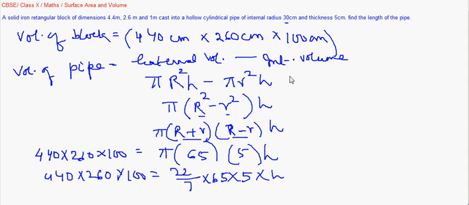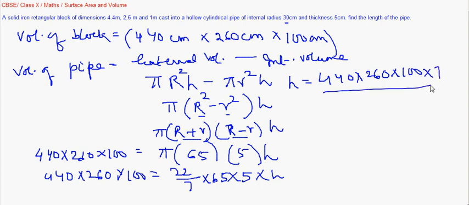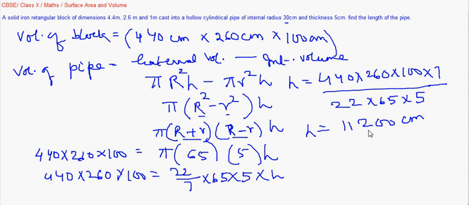So h is to be calculated as 440 into 260 into 100 into 7 by 22 into 65 into 5. If we solve this, I will be getting it as 11200. That's in centimeter, because we had converted it the first go. Let us put it up and give it as 112 meter, converting it into meters. So the height or the length of the pipe will be 112 meters.